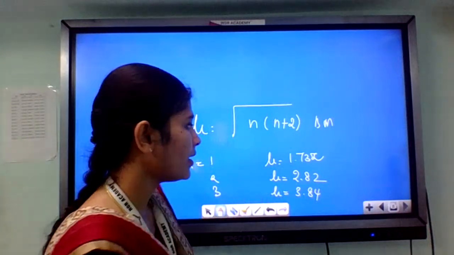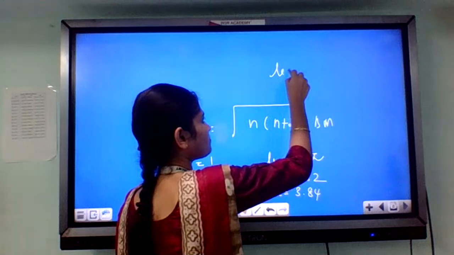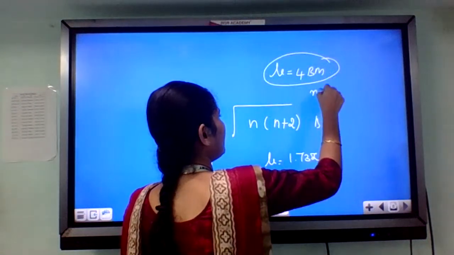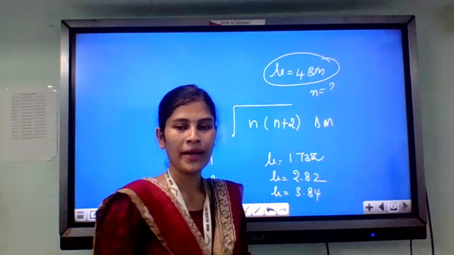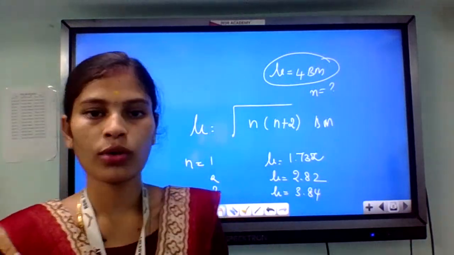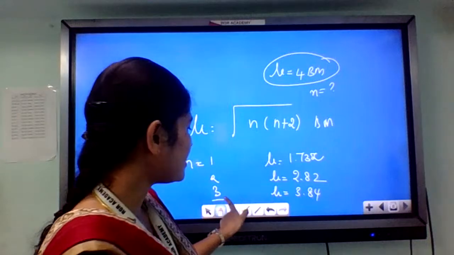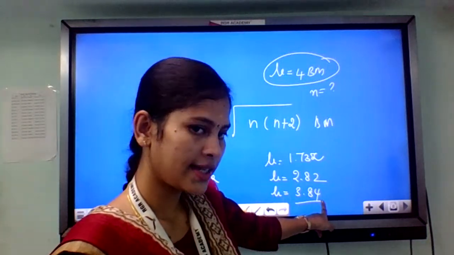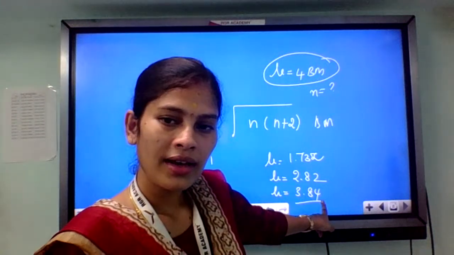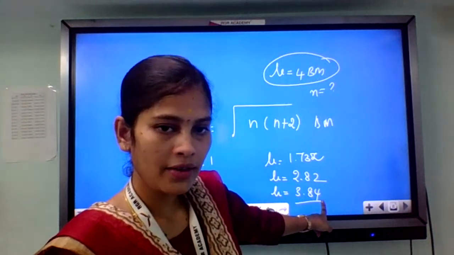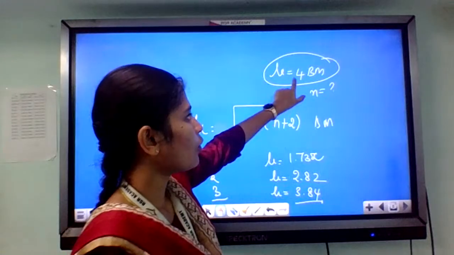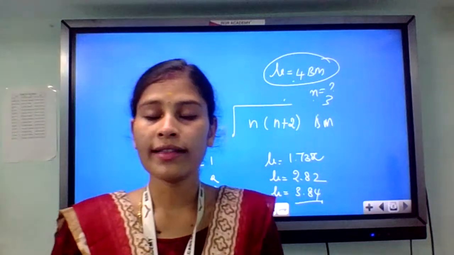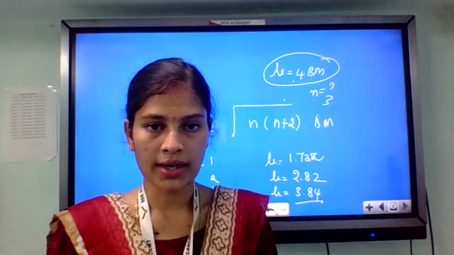Suppose in the sum they are giving mu as 4 Bohr magneton. How many unpaired electrons can there be? Many students will make the mistake and say 4. Actually it is 3. If n is 3, mu is near to 4. This is the calculated value, but the experimental value will deviate from the calculated value. If mu is 4, n will be 3, it is not 4. Clear? Like that, the tricky part will be asked.